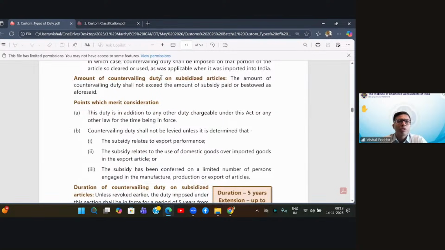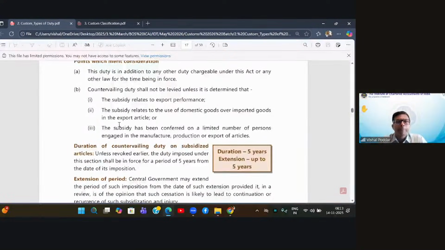Now, what is the amount of this countervailing duty? It is equal to the amount of subsidy given by the foreign government. So we do not want to impose any irrational duty. We will impose it exactly of the amount of subsidy. Some important points. This duty is in addition to all other duties.